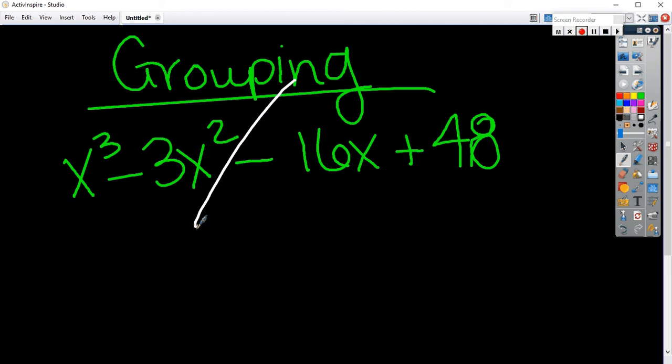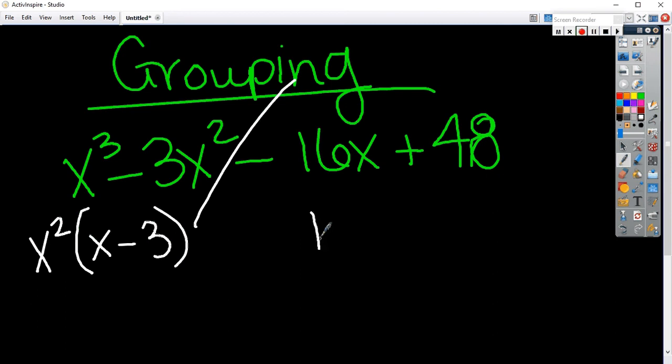Look at the first 2. Is there a GCF there? Just the first 2. Well, what is it? X squared. Take the GCF out of just the first 2, what's left? X minus 3. Okay, y'all following me? Now look just at the second 2. Do they have a GCF? Yes, what's the GCF?